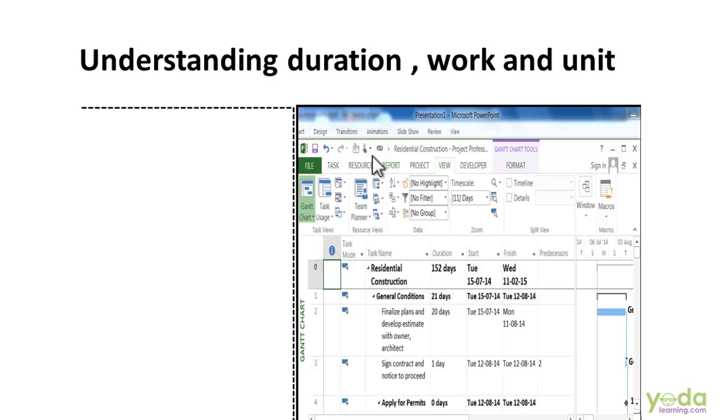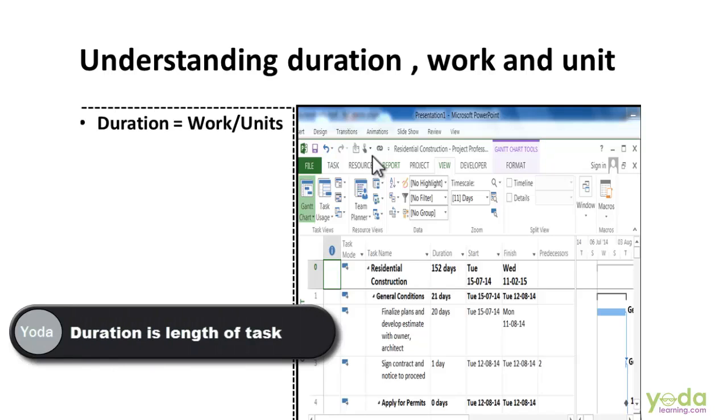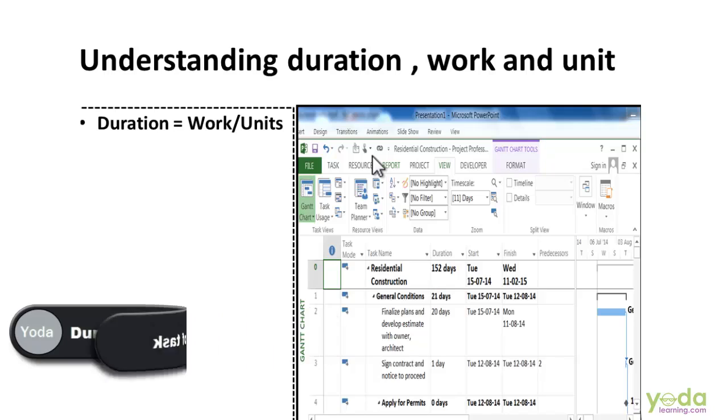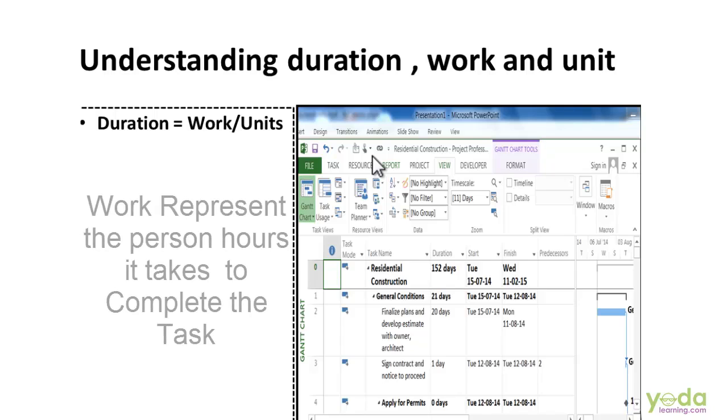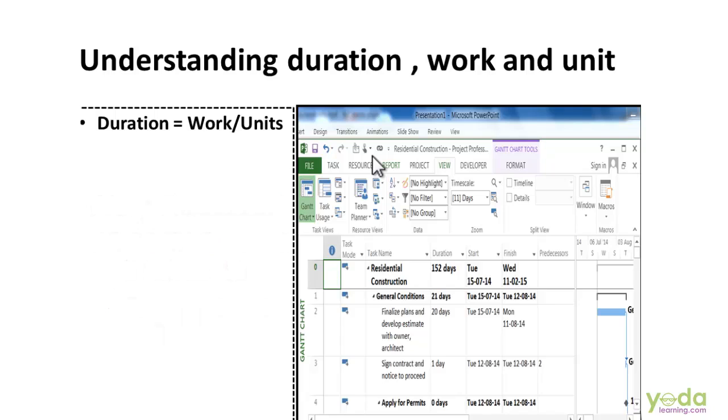First, a few definitions. Duration is the length of a task from its start to its finish. If a task starts on Monday morning and ends on Friday afternoon, the duration is 5 work days. Work represents the person hours it takes to complete the task. For example, a task has a duration of 5 days, but you are going to spend only 10 hours on the task. The work is 10 hours.